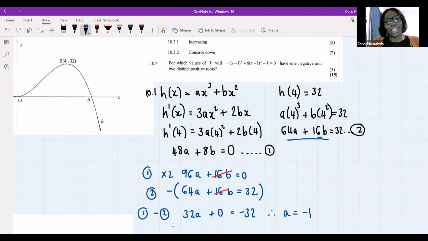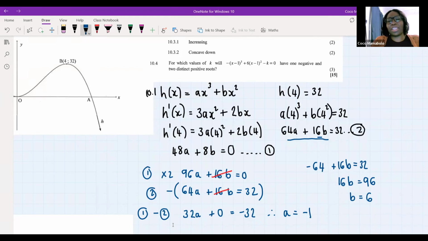Okay. All right. So from here, I can sub it back into this formula. I'm going to get negative 64 plus 16b is equal to 32. I can put it into that formula. And I'm going to take that over. 16b is equal to 96. Okay. B is equal to... B should be equal to 6.